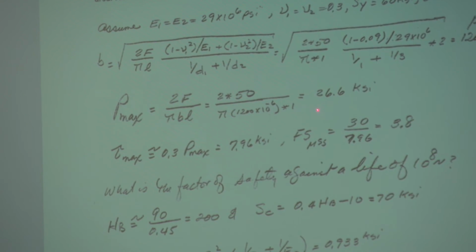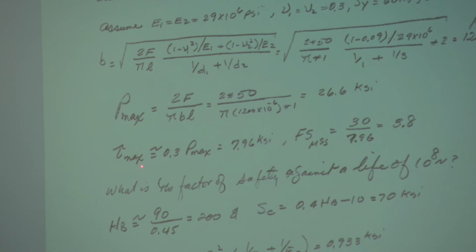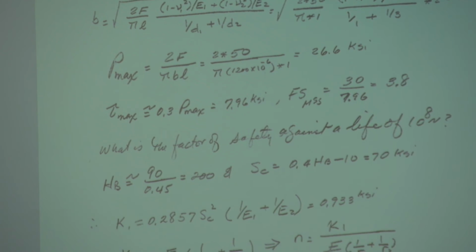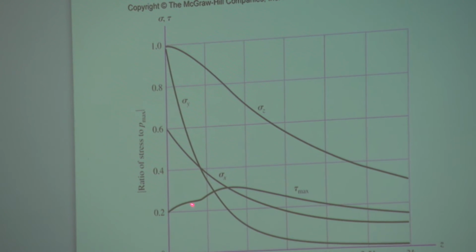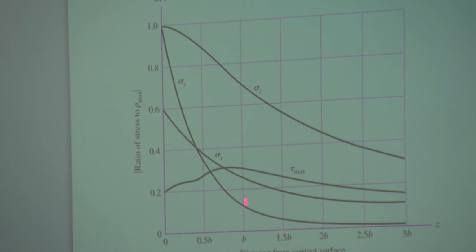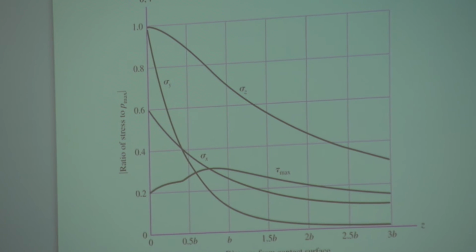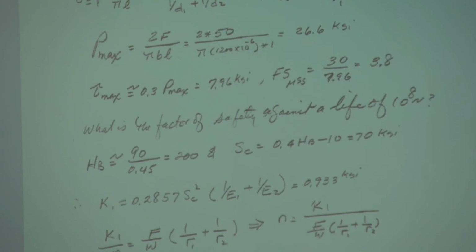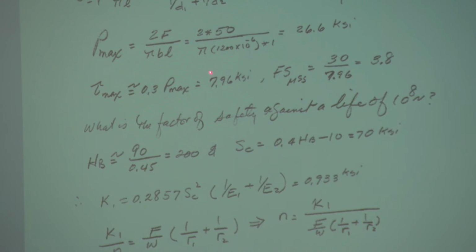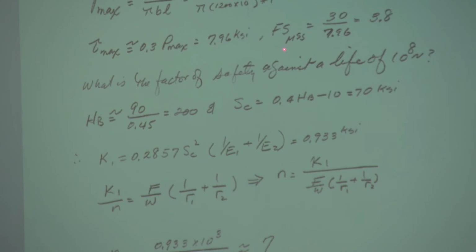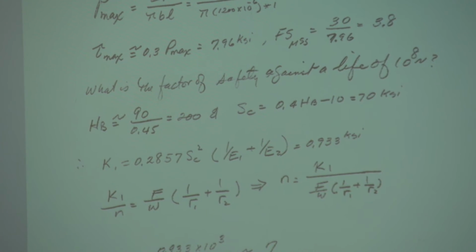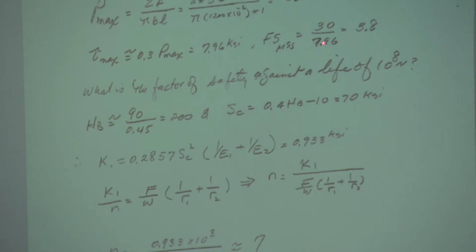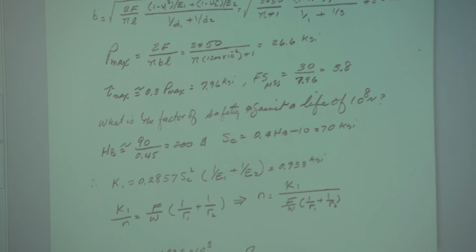P max, again from the equations that we have, 2F divided by pi BL, 26.6. Since nu is 0.3, we can use these graphs, and recall from those graphs that the value of tau max is 0.3 P max, and it occurs at approximately 0.75 B. So we find the maximum shear stress. And according to the maximum shear stress theory of failure, factor of safety is shear stress at yield, that is yield strength divided by 2, SY over 2, divided by the shear stress that you have. Static factor of safety, 3.8.